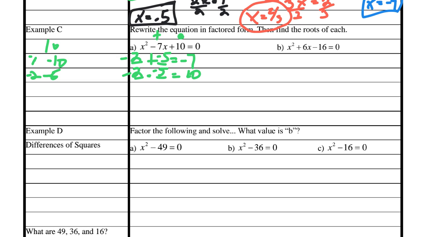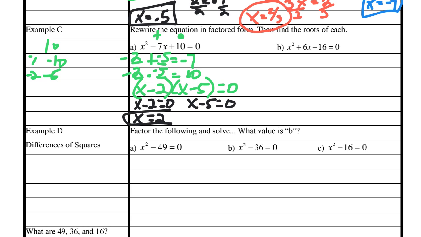So then my equation would be x minus 2, x minus 5, and then that equals 0. Okay, and that's the first step. So go through your two questions, find your numbers, write it in your parentheses. Second step, take each parenthesis separate and set it equal to 0. And then your last step is solve for x. So add 2 over, x equals 2. Add 5 over, x equals 5.